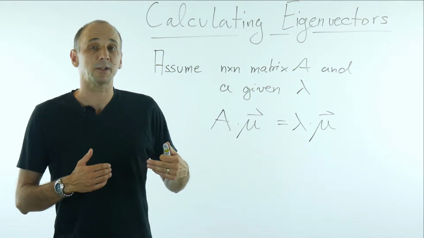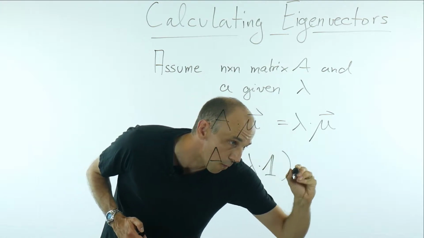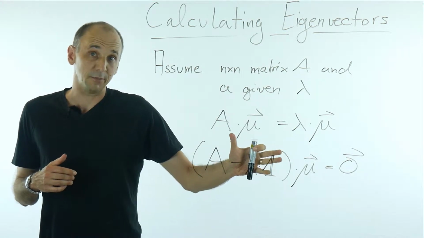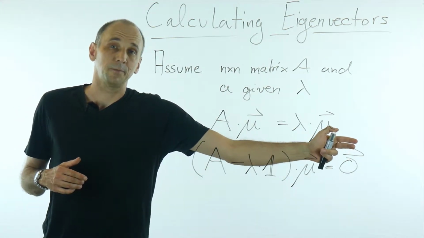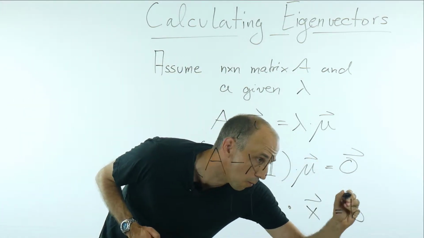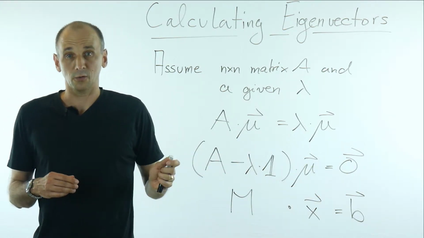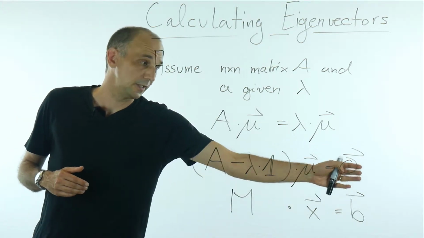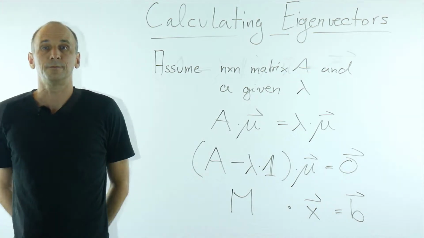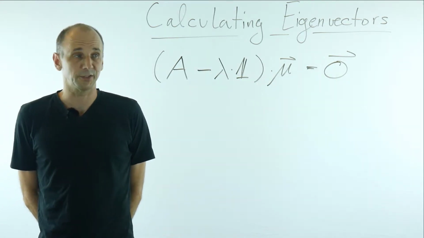We've already seen when calculating the eigenvalues that this can be transformed to the difference of these two matrices, which is an n times n matrix, times vector is equal to 0 vector. This effectively has the following form. So this is nothing more than a linear equation system, and not only a linear equation system, but a homogeneous linear equation system, because our vector here at the right hand side is 0. So we have this homogeneous linear equation system.